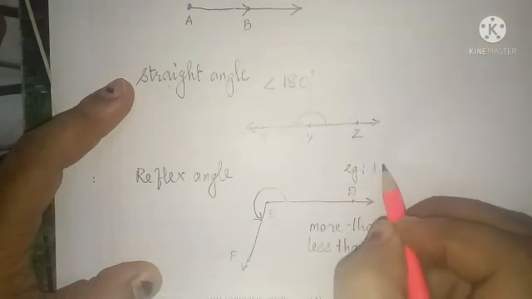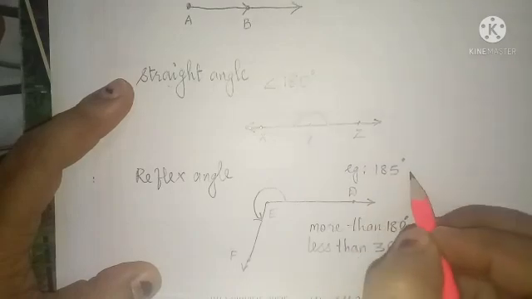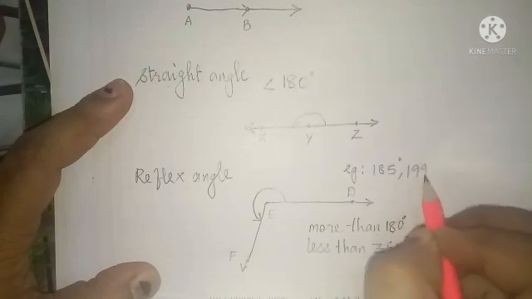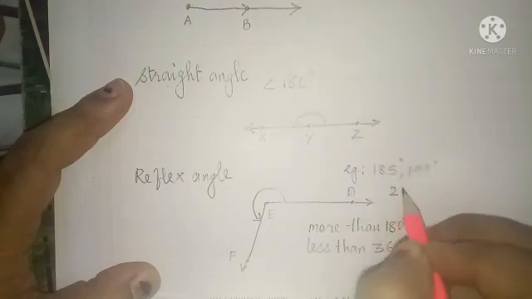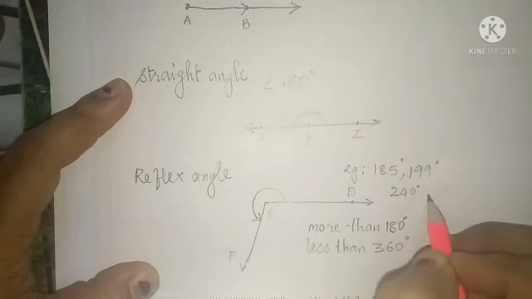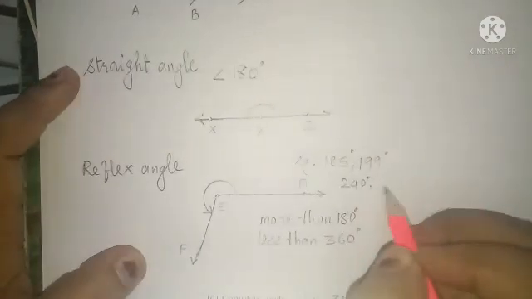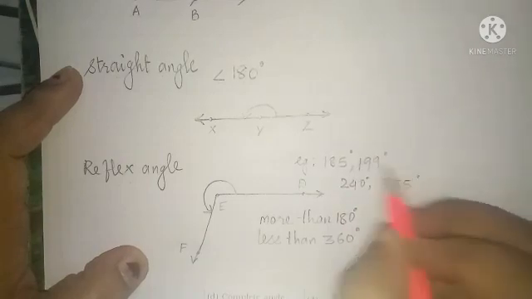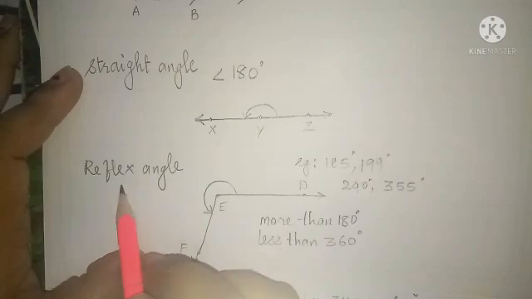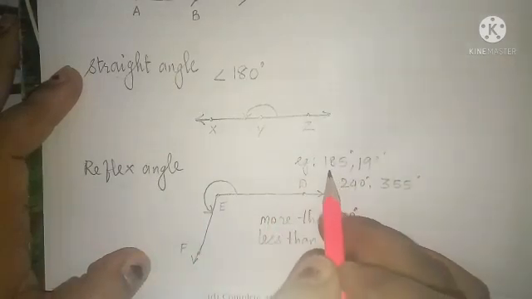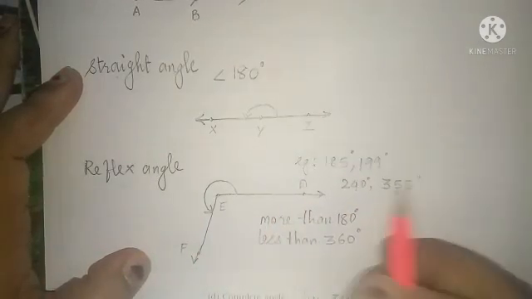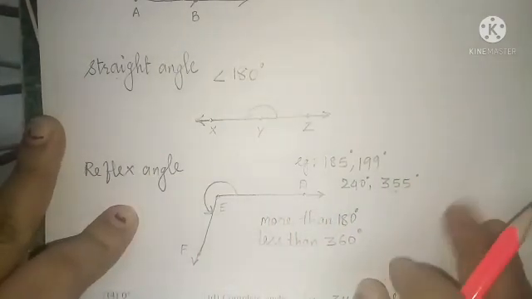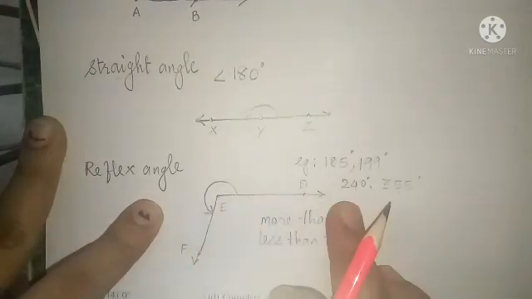Suppose I take 185 degree, or 199 degree, or 240 degree, or else 355 degree. All these angles come under your reflex angle. Why? Because they are more than 180 degree but less than 360 degree. That is why all these angles come under your reflex angle, and this is the diagram for the reflex angle.